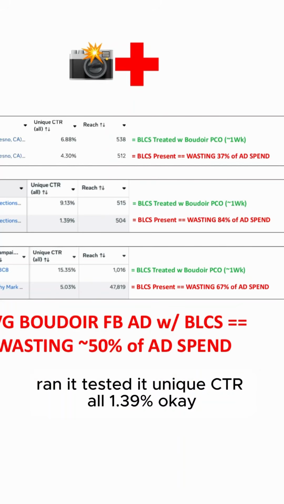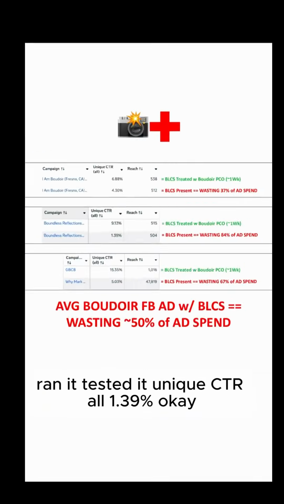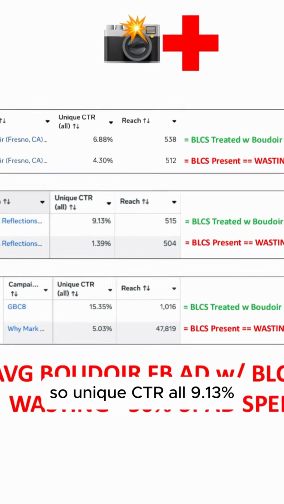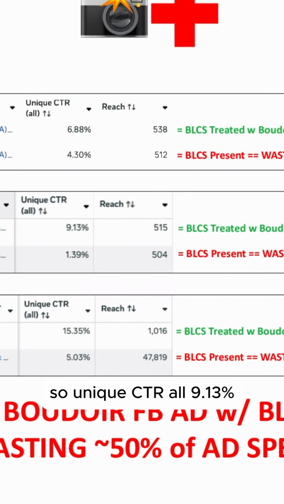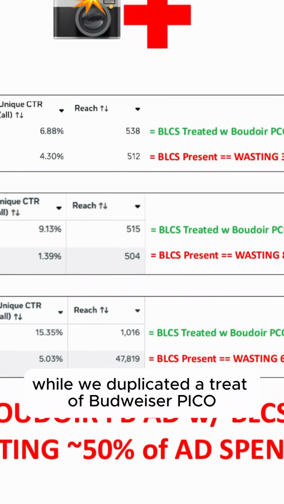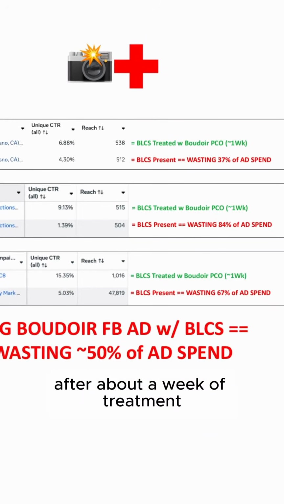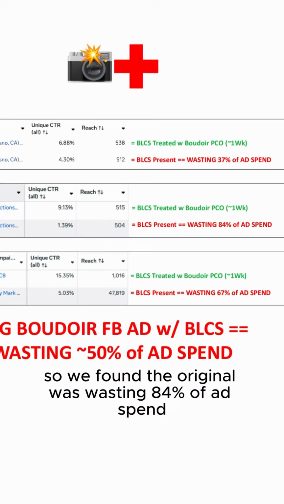All right, second part of my residency, found a second Boudoir Facebook ad, brought it back to the hospital, ran it, tested it, unique CTR all 1.39%. Okay, we know that BLCS is present. Well, we duplicated it, treated with Boudoir Pico. We got the unique CTR all up to 9.13% after about a week of treatment. So we found the original was wasting 84% of ad spend.